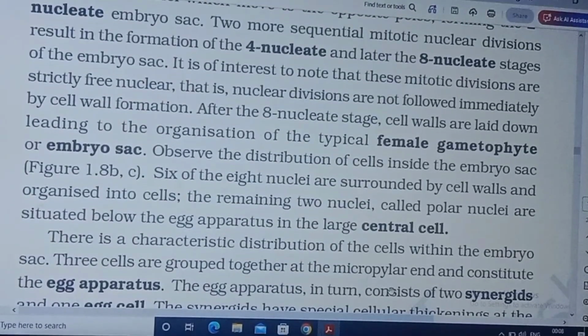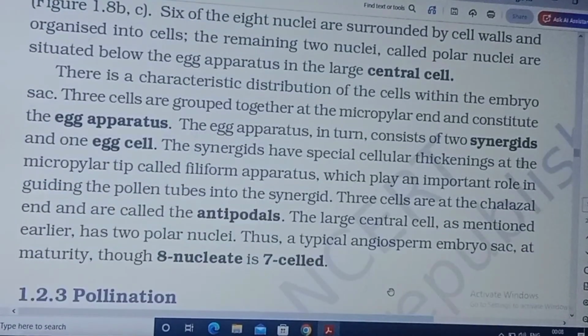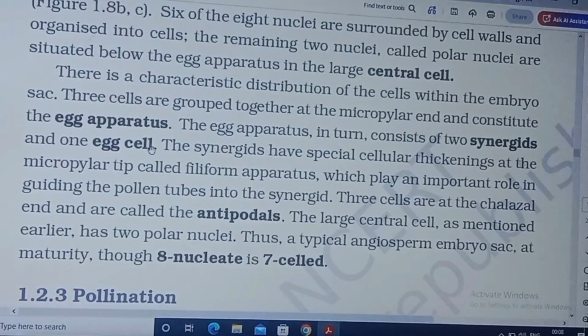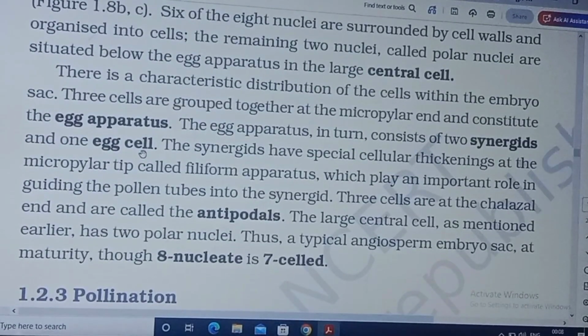I will explain these sentences. There is a characteristic distribution of the cells within the embryo sac. Three cells are grouped together at the micropylar end and constitute the egg apparatus. The egg apparatus in turn consists of two synergids and one egg cell.